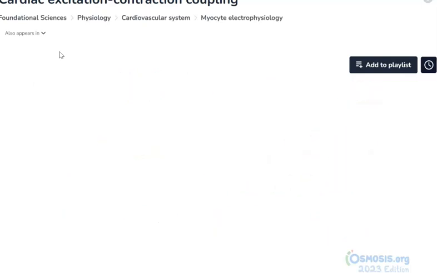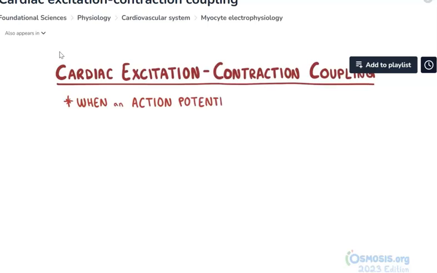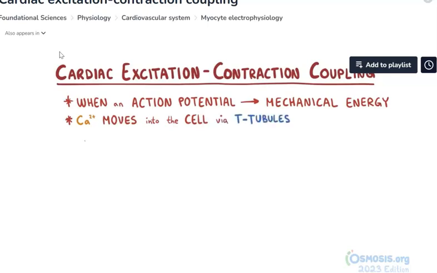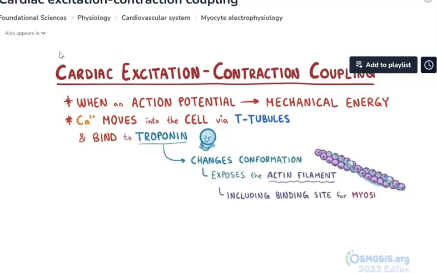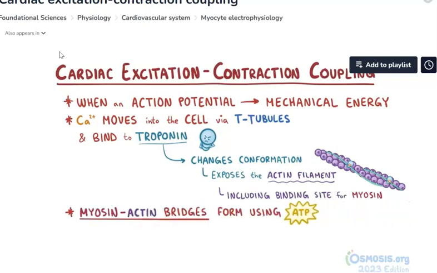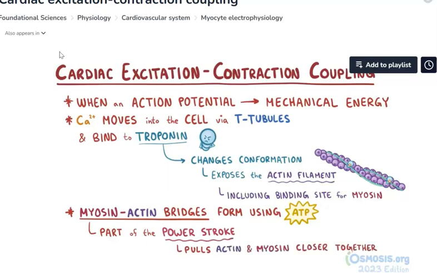Alright, as a quick recap. Cardiac excitation-contraction coupling is when an action potential is converted into mechanical energy. Calcium ions move into the cell via T-tubules and bind to troponin. The troponin changes conformation and exposes more of the actin filament, which has binding sites for myosin. Myosin-actin bridges form using ATP and are part of the power stroke that pulls actin and myosin close together, forming the basis for muscle contraction.